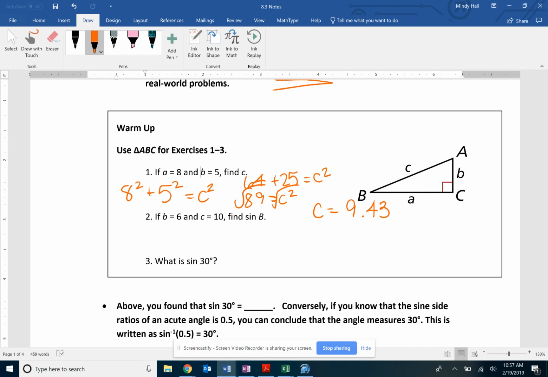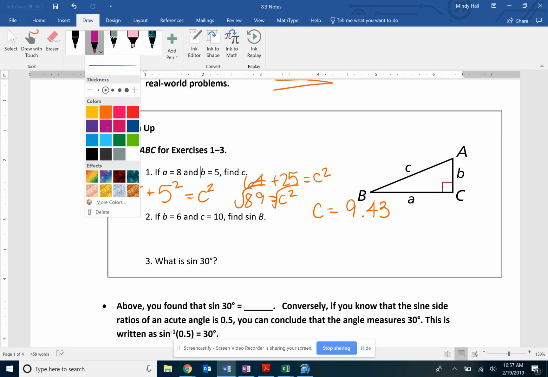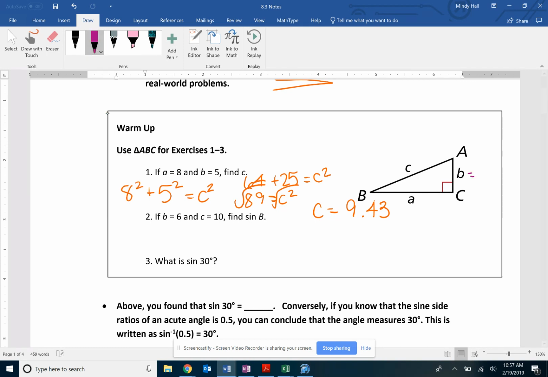All right, so then if B equals 6 and C equals 10, we want to find the sine of B. So I'm just going to label these real quick. We're saying 6 and 10. Angle B is where our little guy is going to be standing. And so if we're doing sine, remember sine is SOH, which is opposite over hypotenuse. So sine B, opposite is 6 over 10, which equals 3 over 5, which you can also just write as 0.6.